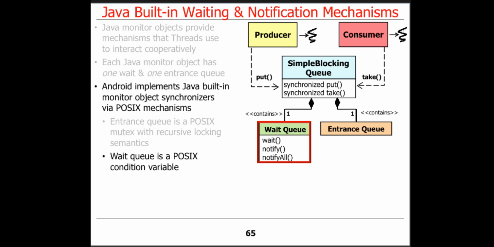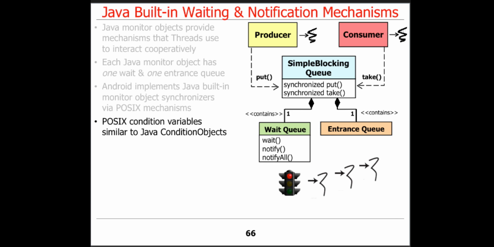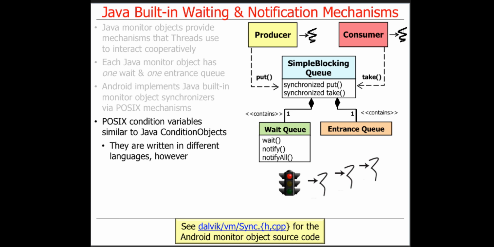A wait queue is implemented as a POSIX condition variable. You can have a bunch of things waiting on this, and in some sense that's a little bit like what you're doing with your simple semaphore, and you can read about condition variables here. POSIX condition variables are similar to Java condition objects, and we'll talk about those and compare and contrast them later. Obviously, they're written in different languages, though.